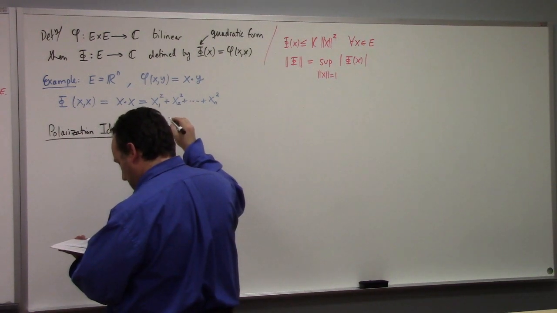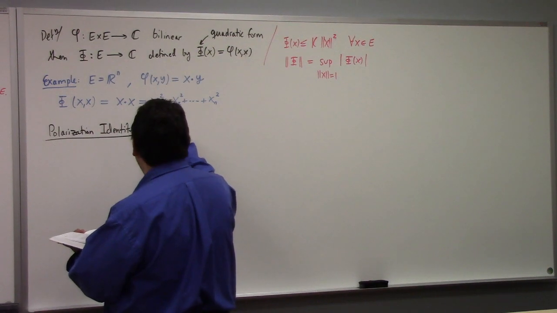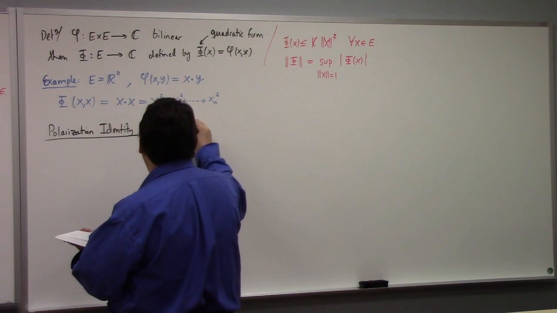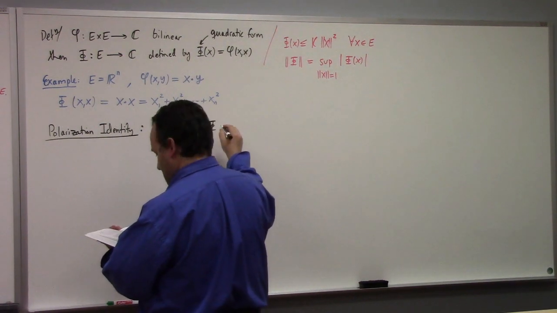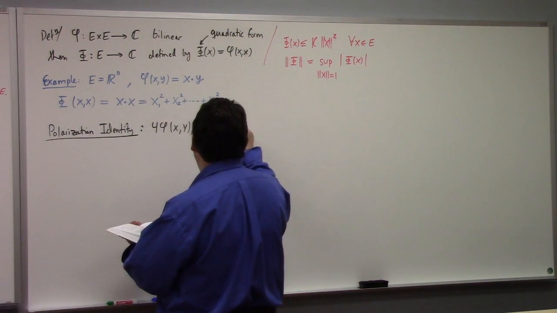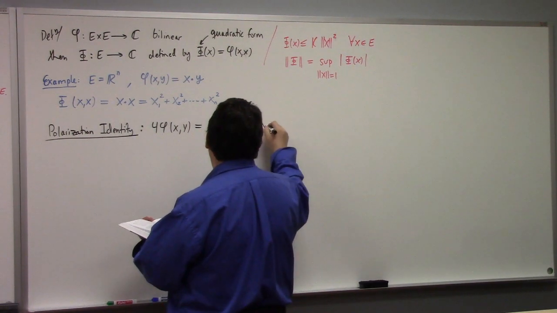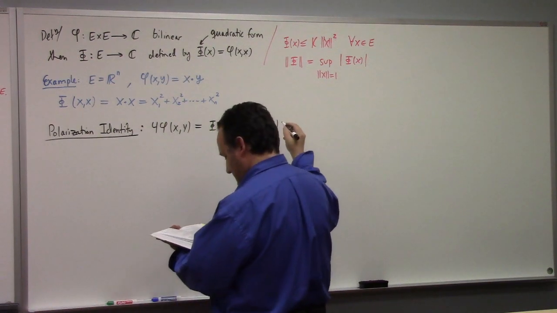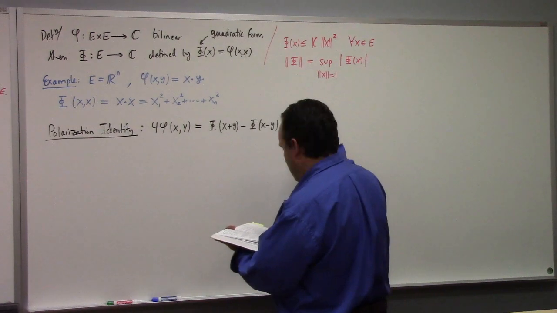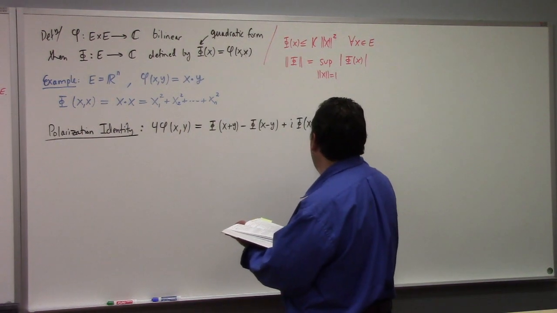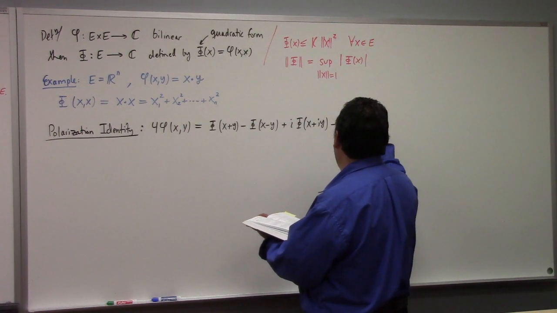If you have a quadratic form associated with a bilinear functional, here's how they have to be related, according to this formula right here: phi of x, y equals big phi of x plus y, minus big phi of x minus y, plus i times big phi of x plus iy, minus i times big phi of x minus iy.